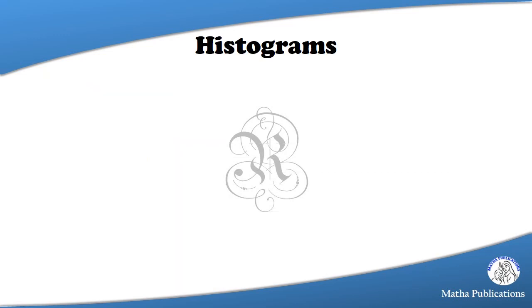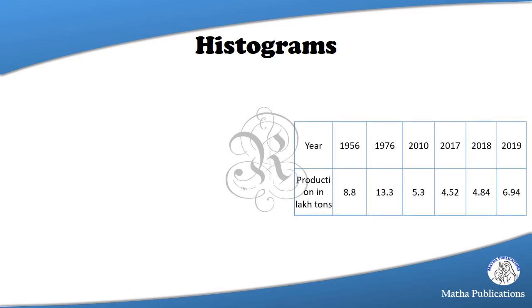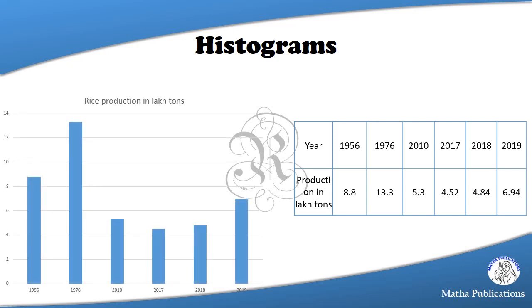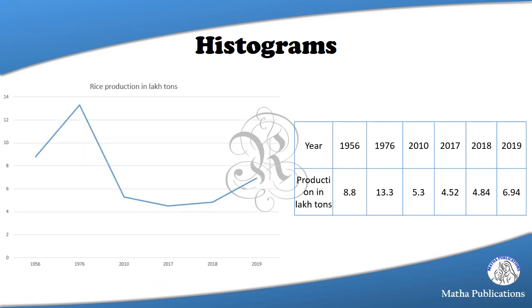A histogram is a bar graph or a line graph used to represent frequency distribution or change rate of a variable. This data is the production of rice in Kerala in lakh tons over 6 decades. This variation can be plotted using a bar graph as shown. The same data can be plotted using a line graph also.